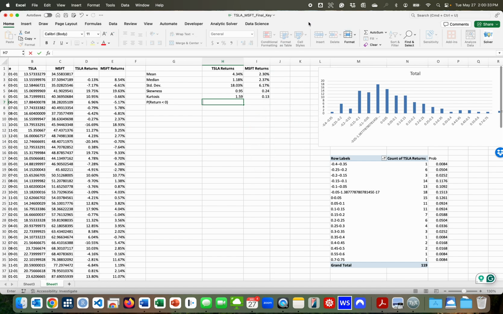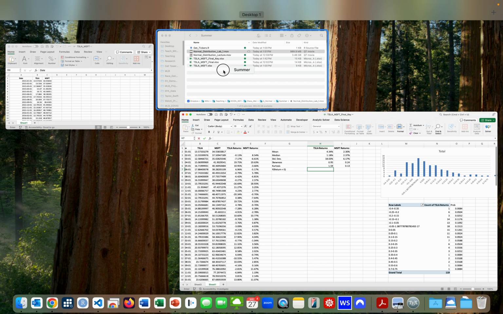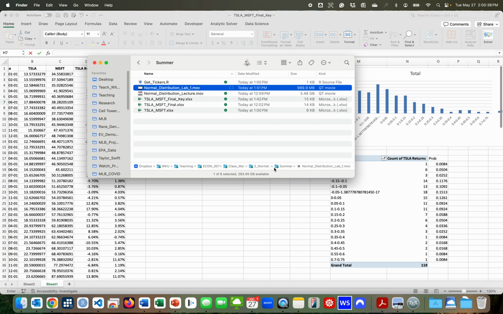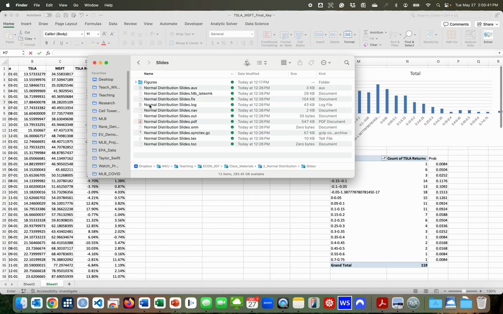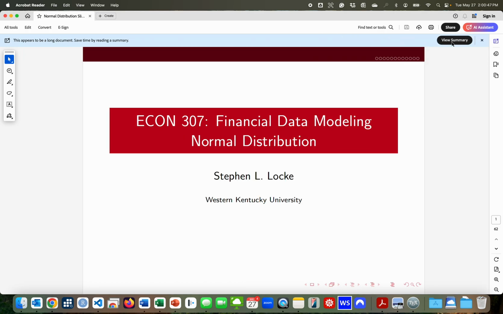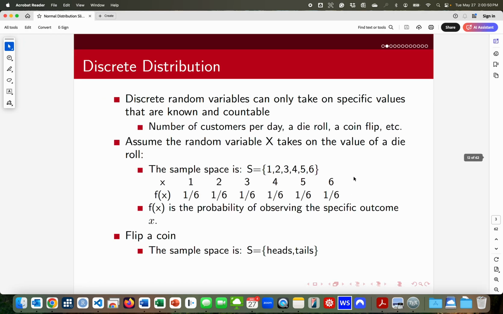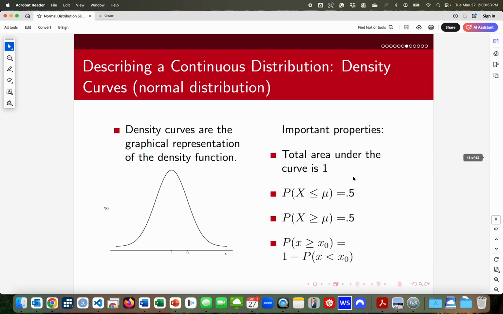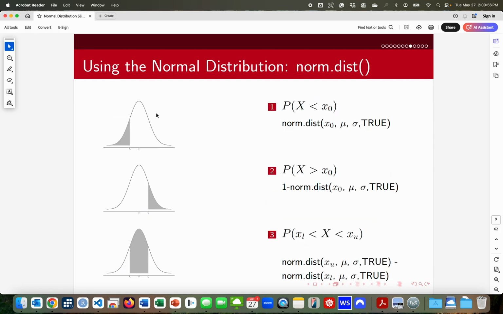So let me back up just a second here. If you remember from the lecture, there are a couple things we can do with this normal distribution. So we can find the probability that x is less than some value, greater than some value, or between some values. So this is what we're going to do first. We're going to set x naught equal to 0, and we're going to assume mu is the sample mean, and sigma is what we observed in the sample standard deviation.